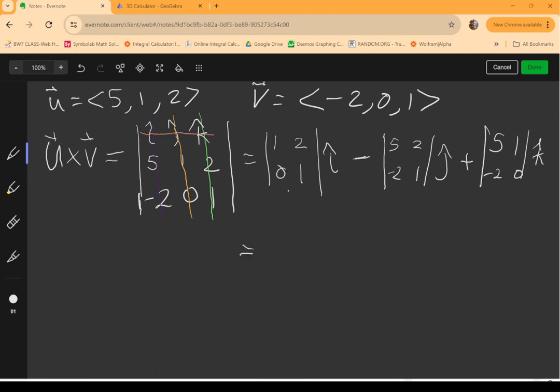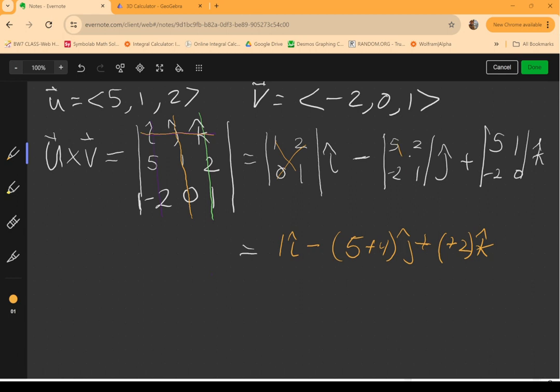And now let's perform the operations. These 2x2 determinants are always the easiest ones, because you can go by the crosses. 1 times 1 is 1, minus 0, so we get 1 times i hat. And then minus, here we get 5 minus -4, so plus 4 j hat. And then here 5 times 0 is 0, and we're left with minus -2, so we get plus 2 k.